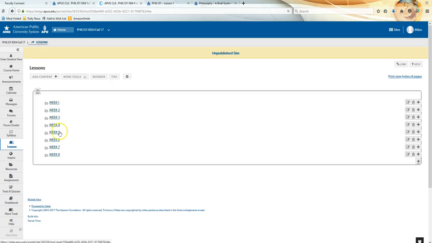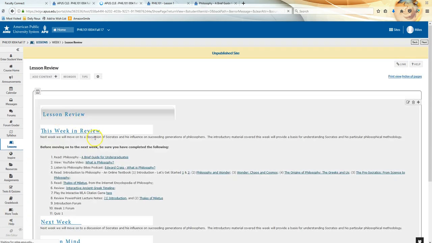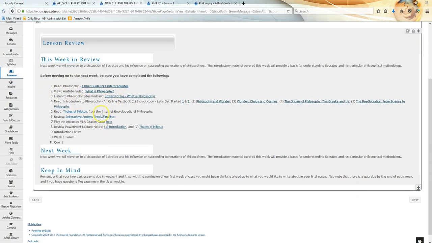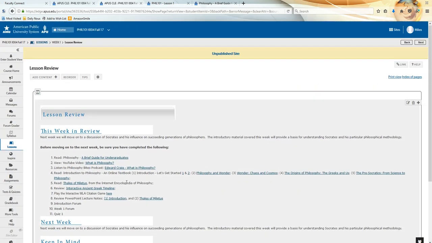And lastly then, for the lessons, you're going to have the lesson review, and this is really just the bottom part of the lesson overview, which is going to give you what you needed to have done during the week, what to think about for next week, and then also some things to keep in mind. Like here, this gives you some information about a 2-part essay that's coming up, so to think about some of the stuff that we talk about here as it relates to that assignment that's coming up.